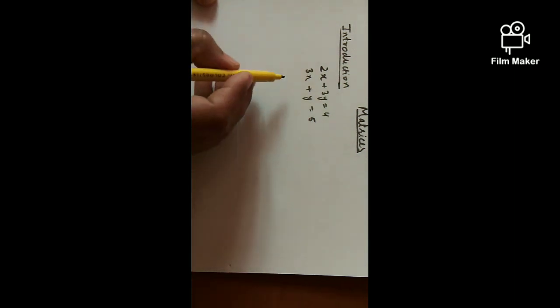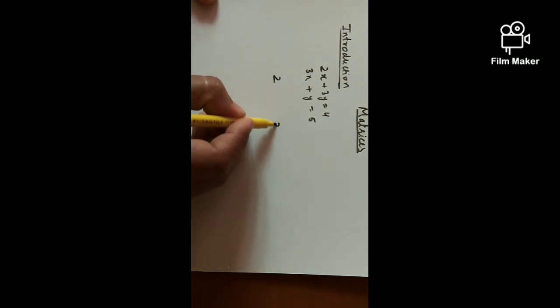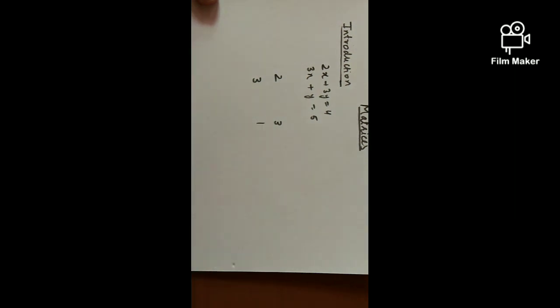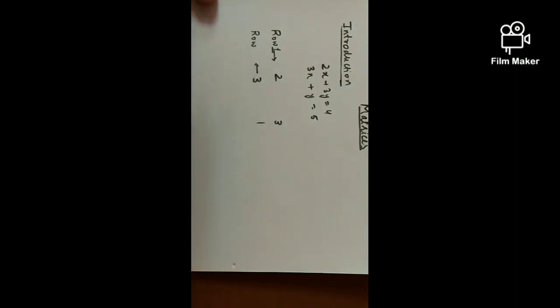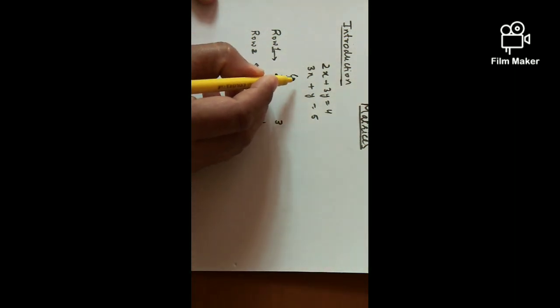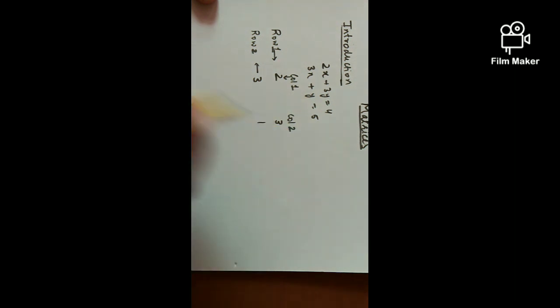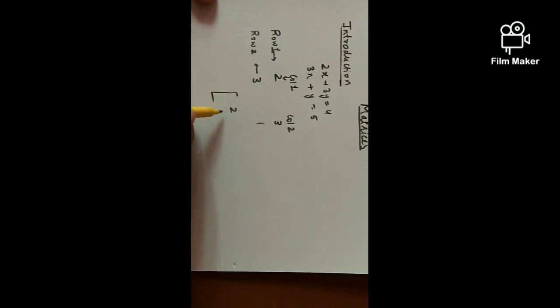Now you can see that the coefficients of these two equations are 2, 3, 3, 1. I have used these coefficients and I have written them in some manner. You can see this first one is your row 1, this one is your row 2, this is your column 1, this is your column 2. Now if we give them a symbolic form also, which is like 2, 3, 3, 1, then this notation and this representation of these coefficients is called a matrix.